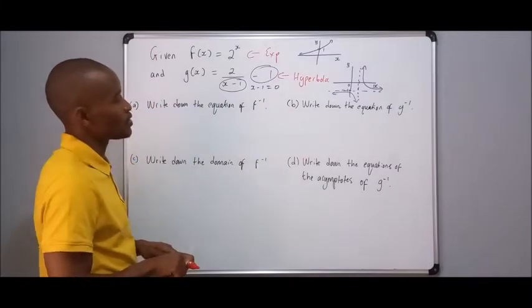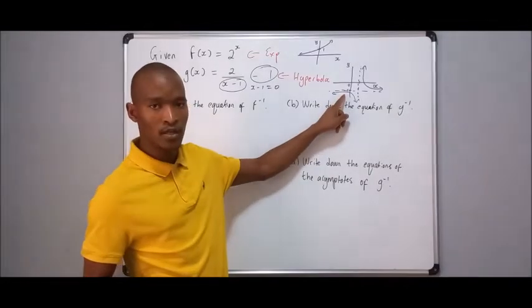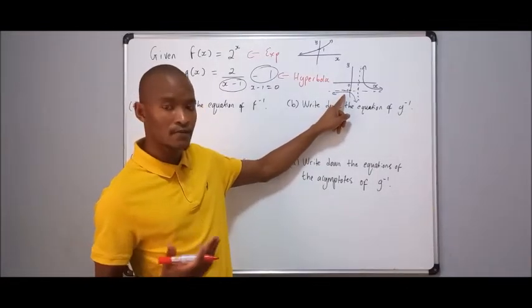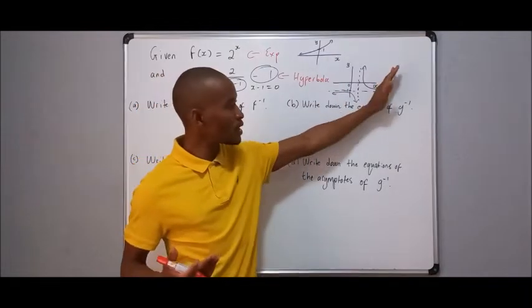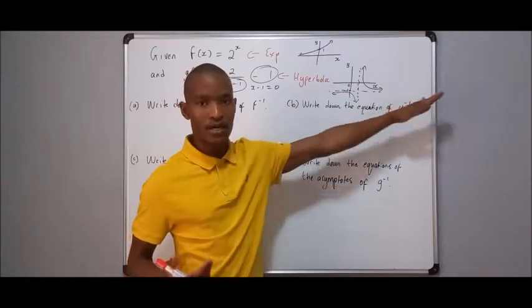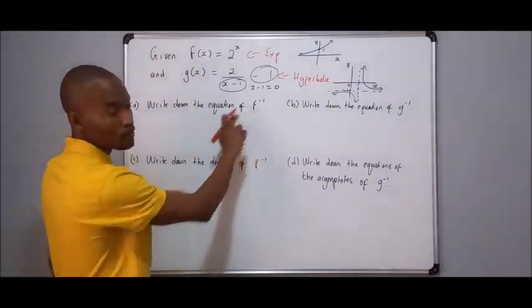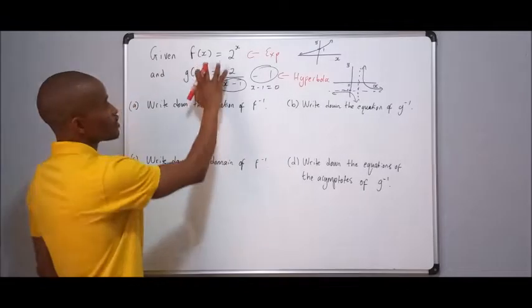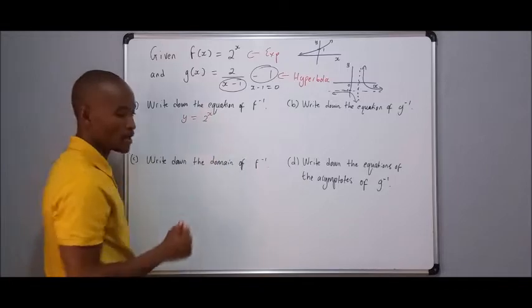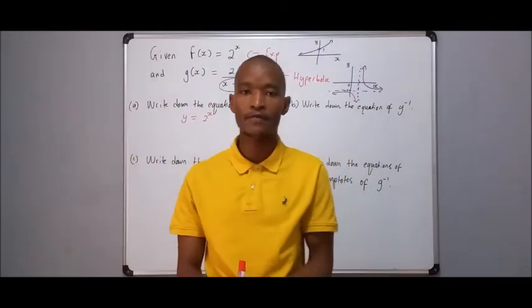So let's start with the type of function. Is it a decreasing function or an increasing function? It's a decreasing function, because looking from left to right, it's going down. Good stuff. Write down the equation of the inverse of f. By now I think we understand the procedure of finding the inverse.